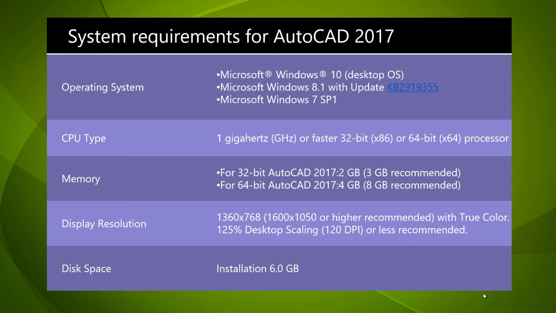As usual, the operating systems needed are given in the list, that is Windows 7 Service Pack 1, and Windows 8.1 with the update, and Windows 10 is compatible for 2017. The CPU type minimum requirement is 1 GHz or faster for 32-bit, and 64-bit is possible for them. And the memory or the RAM required for this software to run properly is 2 GB for 32-bit and 4 GB of RAM for 64-bit AutoCAD.